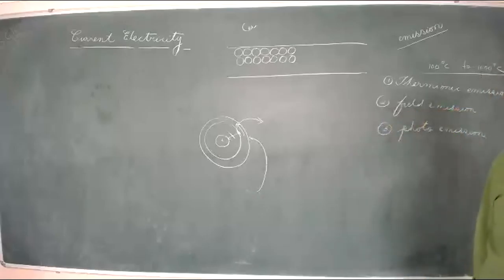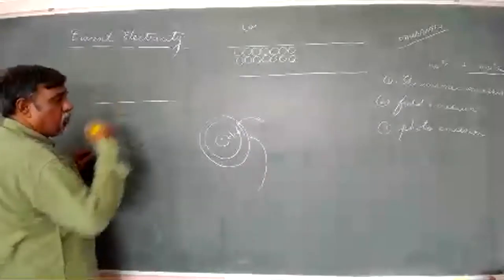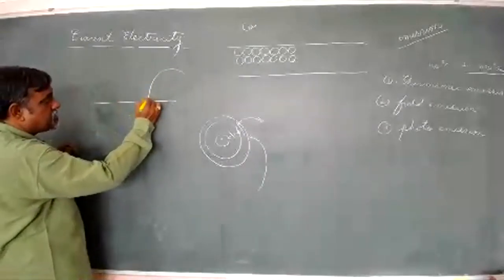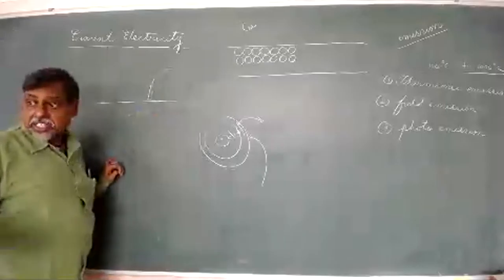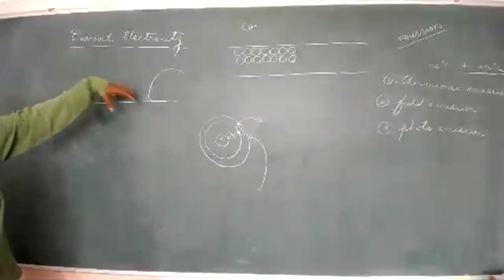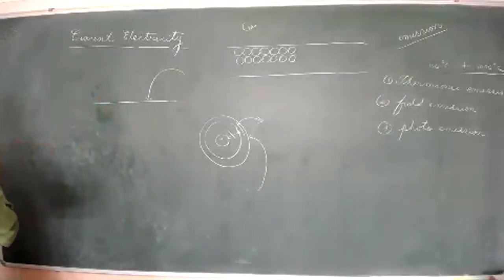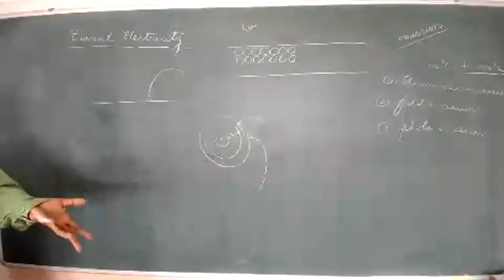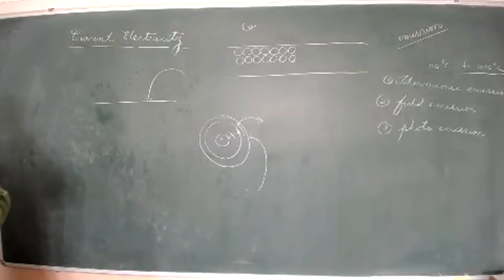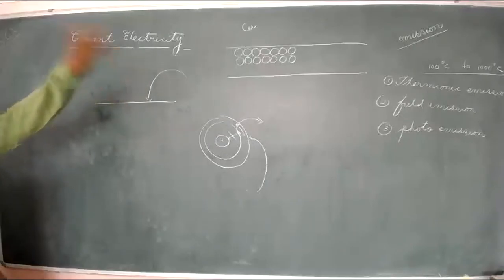Next, field emission. What is field emission? You take a metal surface. On that metal surface, we have to apply an external electric field. When the external electric field is applied, what happens? Electrons gain energy. By means of that energy, the electron comes out of the atom by breaking the nucleus attraction force. The emission obtained by field application is called field emission.